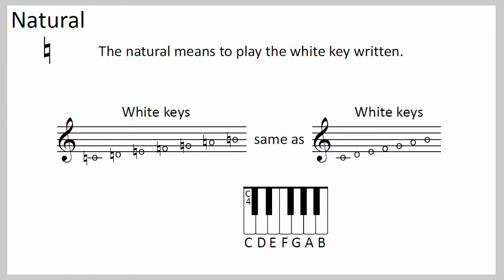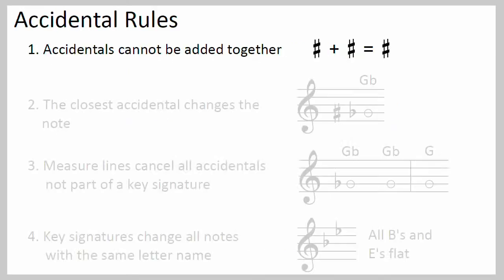The natural sign cancels the other accidentals. A natural written on a line or space in front of a note means to play the white key as written, without any change. There are 4 accidental rules.